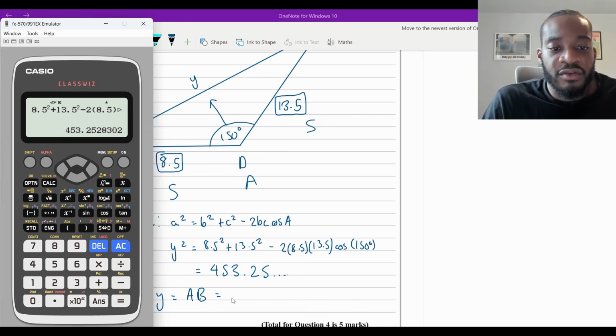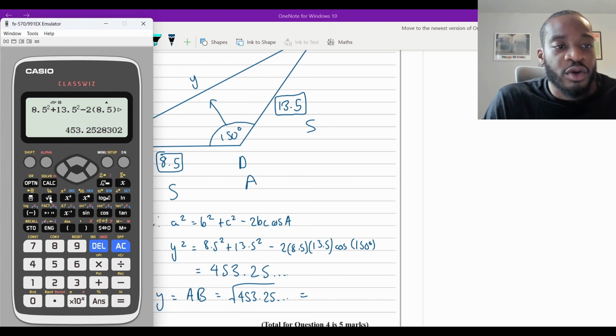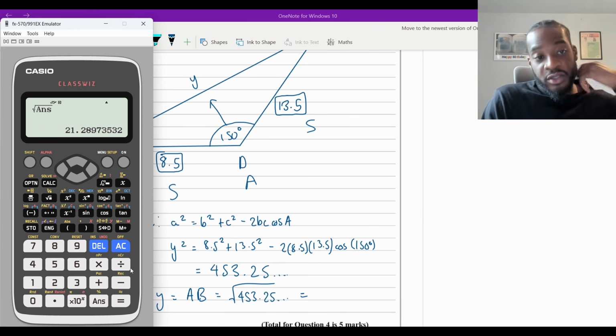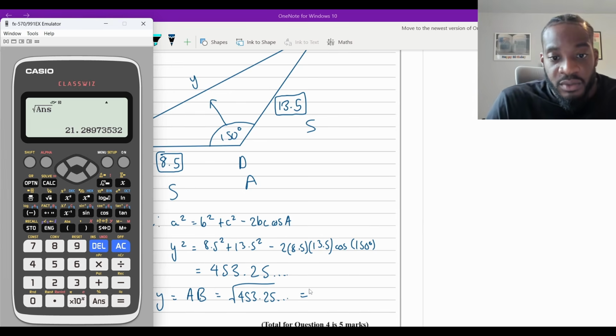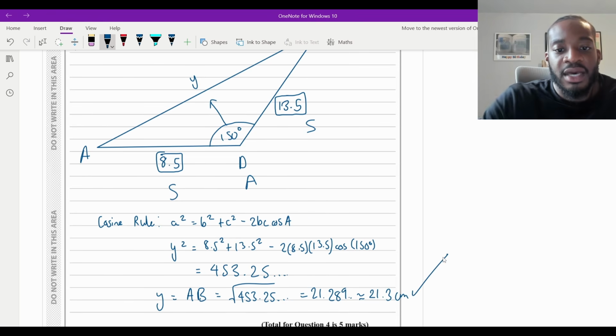So therefore, y, which is equal to A to B, is going to be the square root of that. Let me write that actually. That's going to equal, calculator, square root answer, 21.289, which is approximately 21.3 centimeters. And that is your answer.